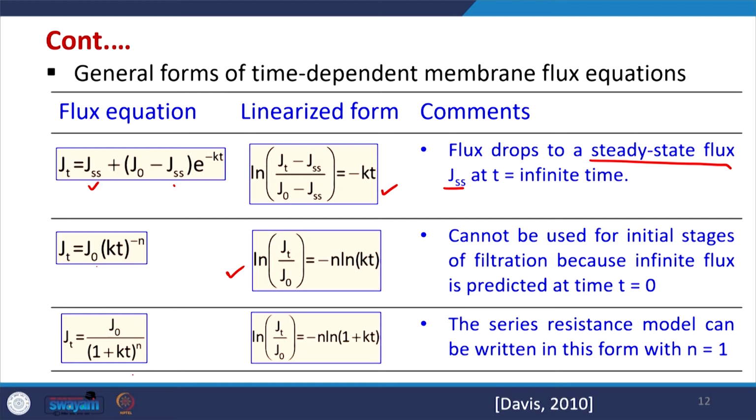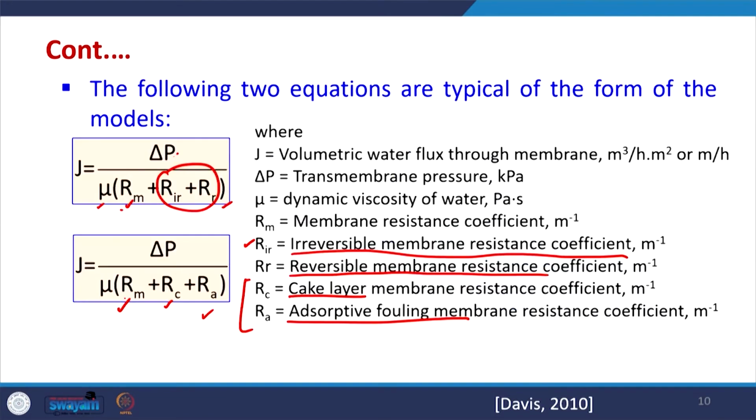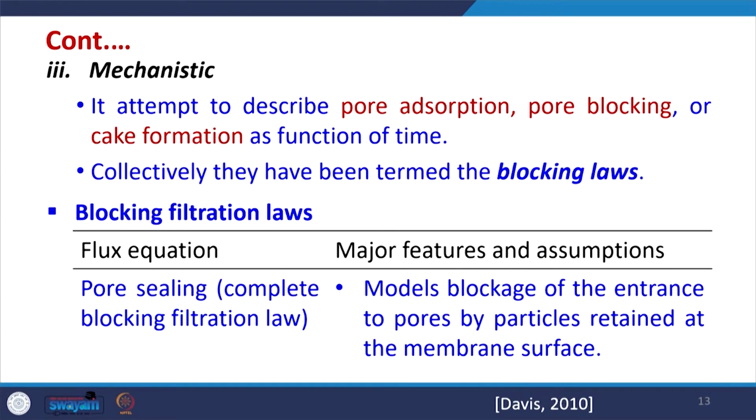Then another type of equation which is like Jt is equal to J0 1 plus Kt raised to n, and the series resistance model can be written in this form with n is equal to 1. So, if you put n is equal to 1, it is the series resistance equation which was given earlier, that can be converted, they are very similar equations. So, we can write like this. So, these are the different equations.